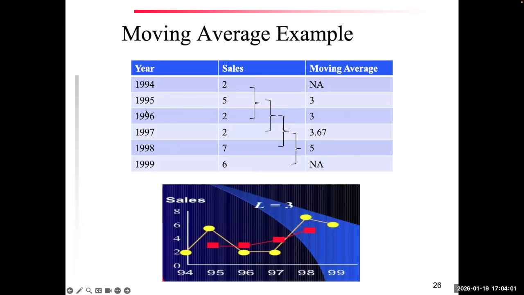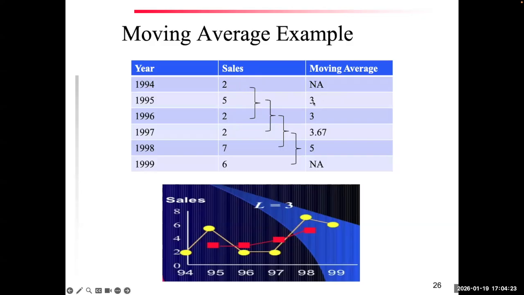So for each year, we need the previous value. For example, let's say year 1995, we need the previous value, which is 2. We need the current value, which is 5. And we need the next year value, which is 2, right? So the average would be 3, and we replace this with 3.